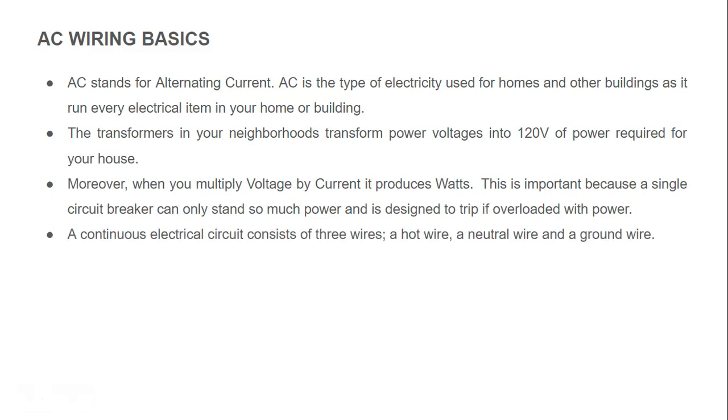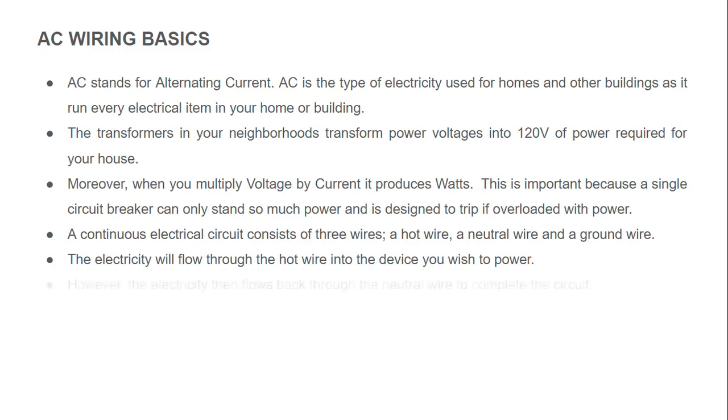The question is this. A continuous electrical circuit consists of basically three types of wires: a hot wire, a neutral wire, and a ground wire. The electricity will flow through the hot wire into the device you wish to power. The main supply line is your hot wire. However, the electricity then flows back through the neutral wire to complete the circuit.